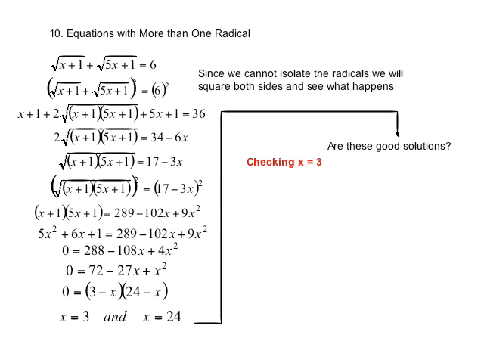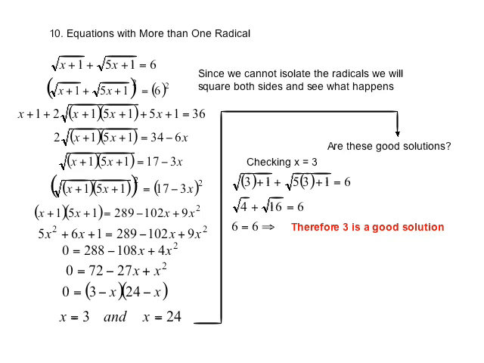Checking x equals 3. So we rewrite the equation, putting parentheses wherever we see an x, and then inside those parentheses we put 3. And we see it does work out. 6 equals 6. Therefore 3 is a good solution.